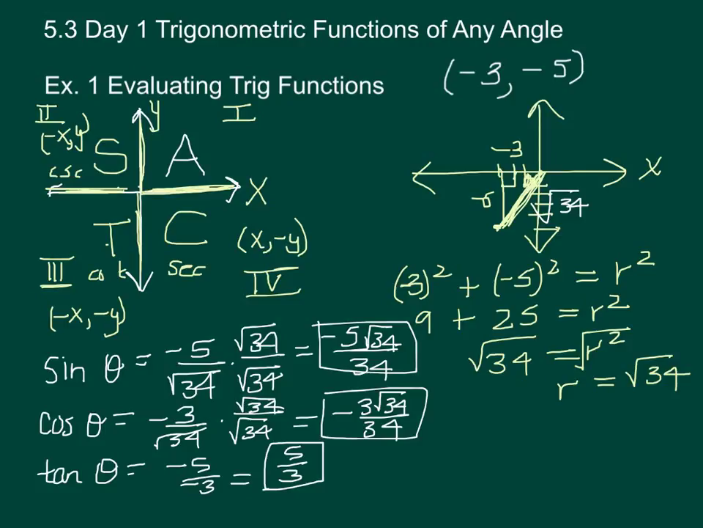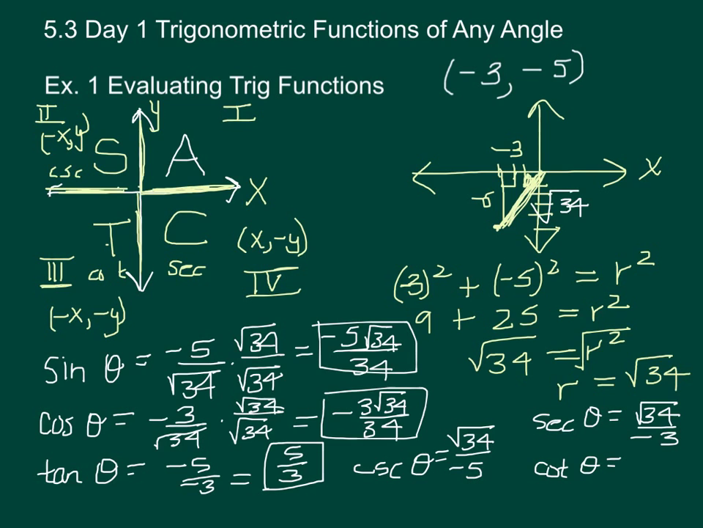Then we do our reciprocals. Cosecant of theta is hypotenuse over opposite. Secant theta is hypotenuse over adjacent. And cotangent theta is adjacent over opposite, which is 3/5. So those are your 6 trig functions.